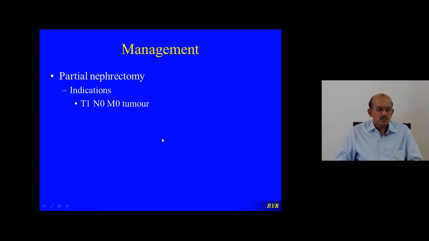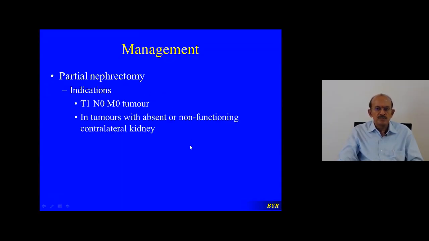Very good. Tumor which is less than 7 centimeters, without any infiltration into the perinephric fat or into the sinus, or without any evidence of renal vein thrombus. So there is only a mass in the kidney without any associated features, and the mass is less than 7 centimeters. So if it is confined to one pole, you can remove the one pole.